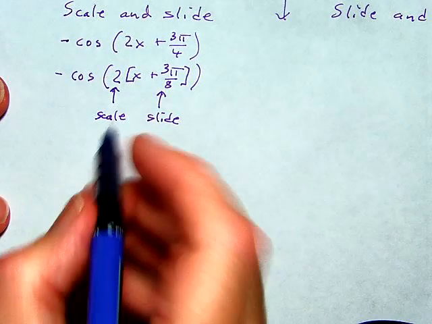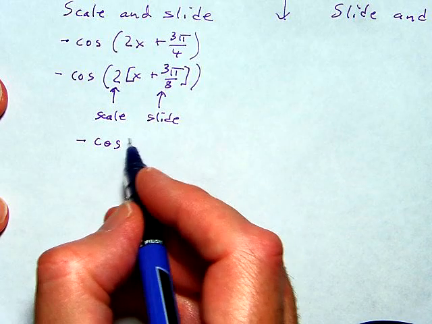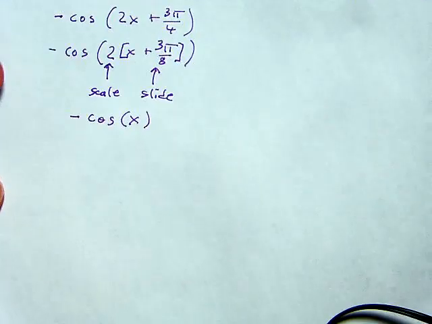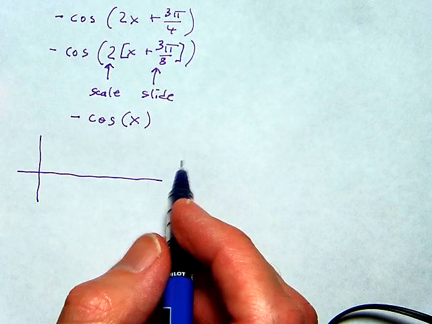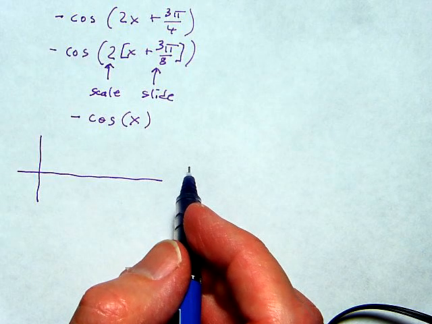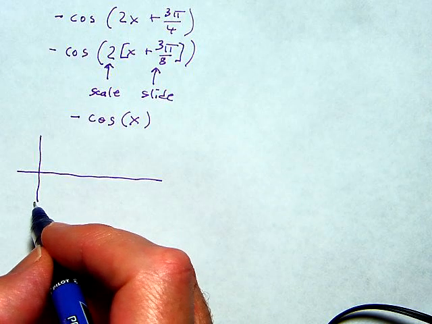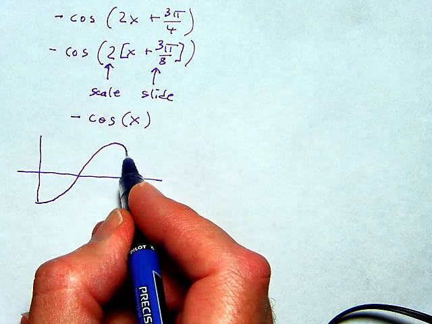Okay, so I start by looking at my parent function, which in this case is negative cosine x. Okay, and I need to know really well how to plot negative cosine x. So I need to know that it looks like this.